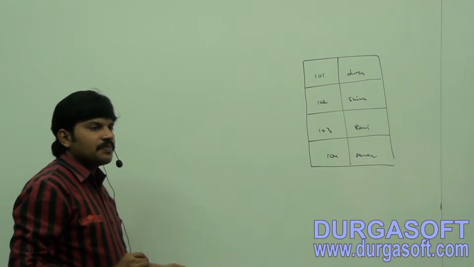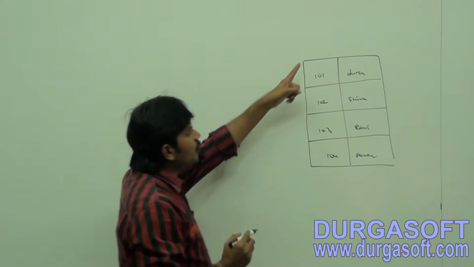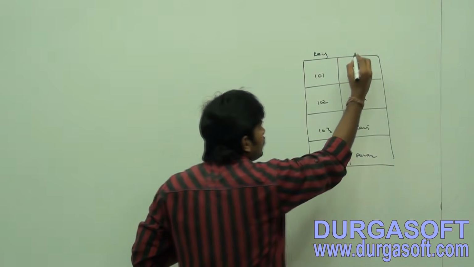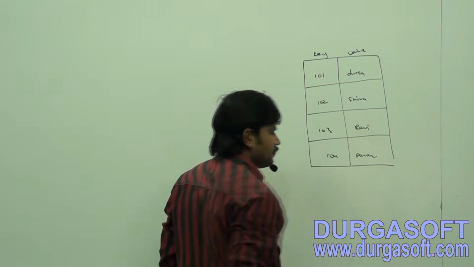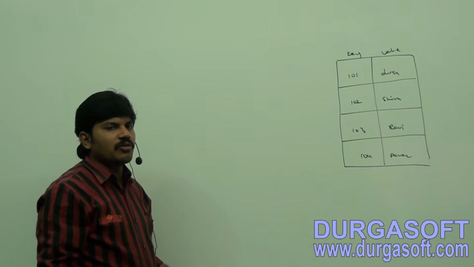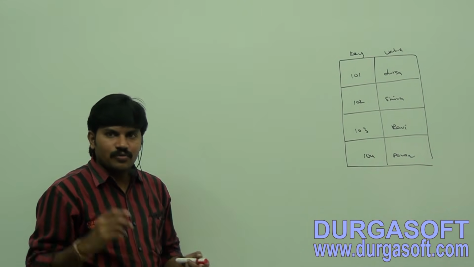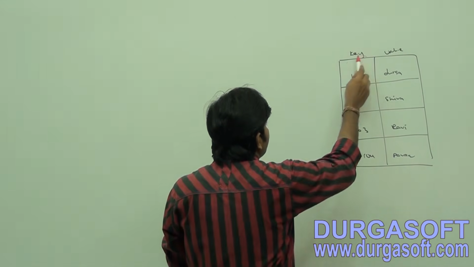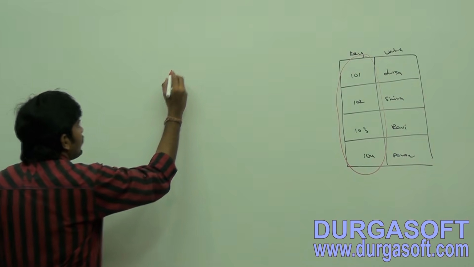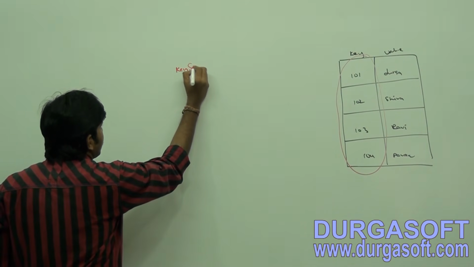Now my target here, sir: these things are nothing but keys, and these things are nothing but values. Sir, I want to get only keys. Can you please list out all keys? Only keys is my requirement. These keys only I require. Then we have to call the keySet method.